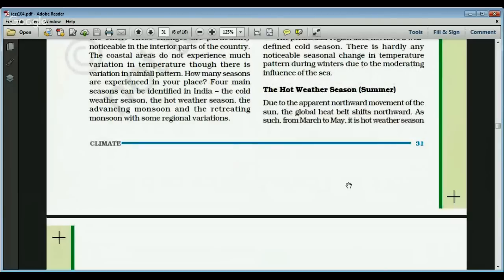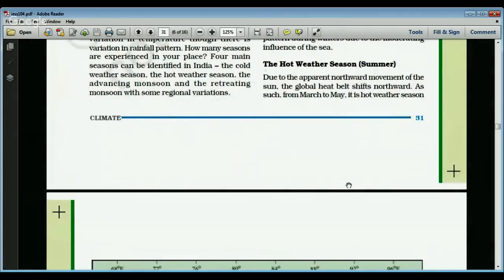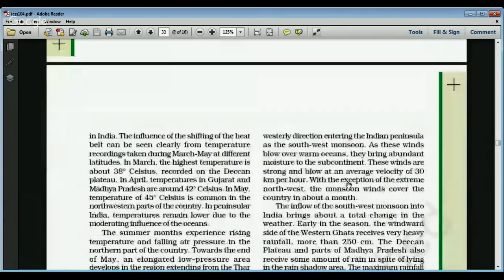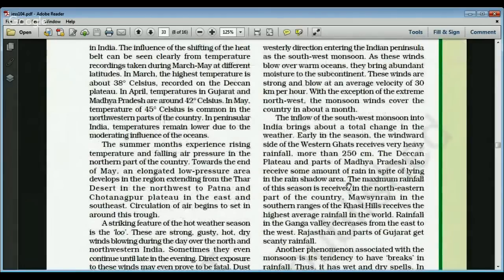Then the second important season is the hot weather season, that is the summer season. See, because of the apparent northward movement of the sun, the global heat belt shifts northward. I have told you this, and from March to May, it is a very hot weather season in India, and the influence of the shifting of the heat belt can be seen clearly from the temperature records.